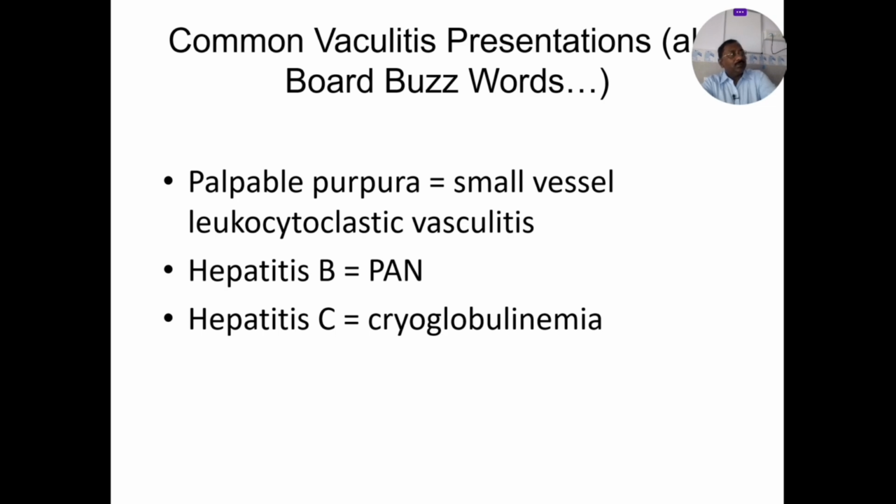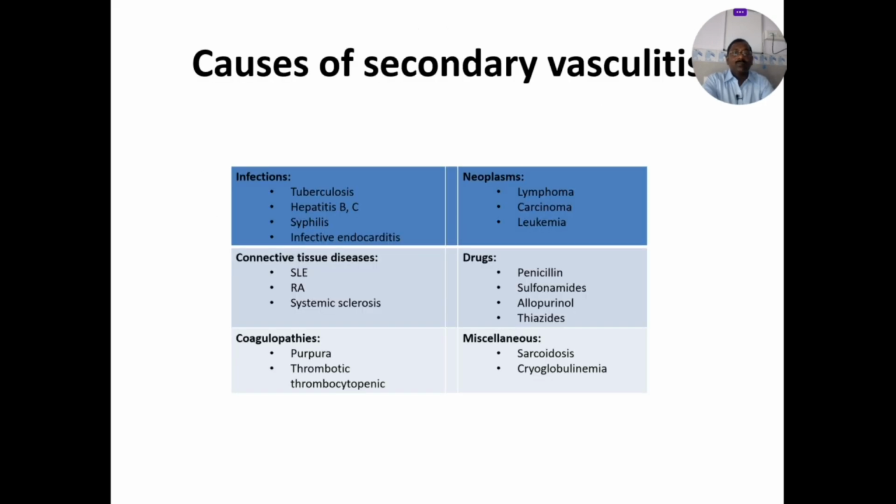Palpable purpura, maybe small vessel vasculitis. Hep B, polyarteritis nodosa is commonly associated. About 30 to 50% of polyarteritis nodosa are associated with hepatitis B and sometimes hepatitis C also. Hepatitis C is more common in cryoglobulinemia. So these are the causes of secondary vasculitis.